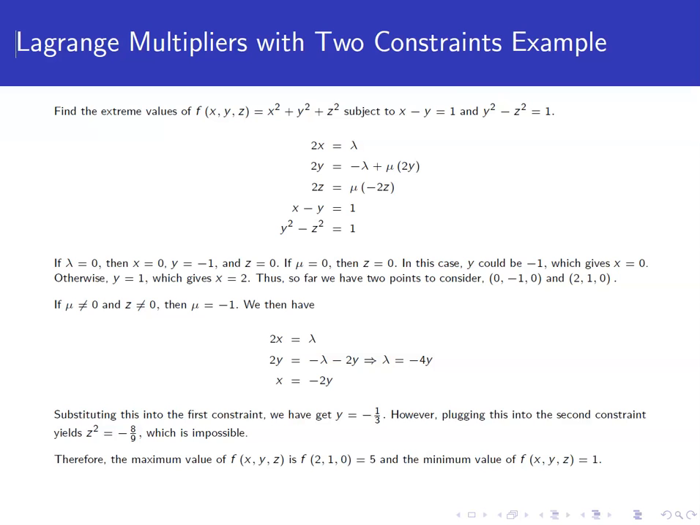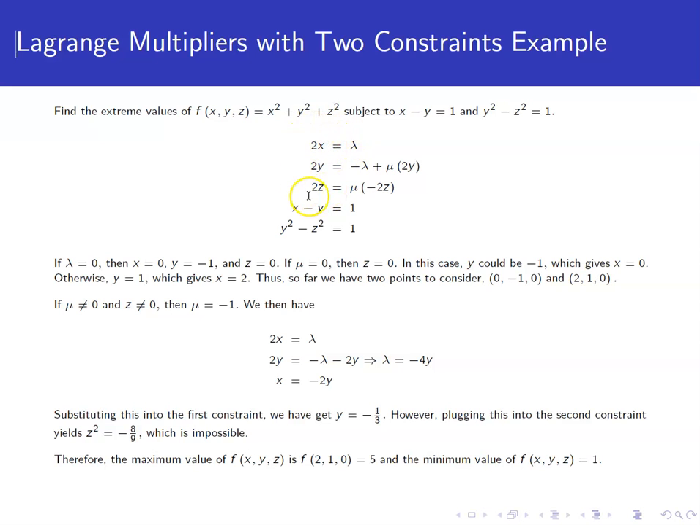In this video, we're going to do an example of Lagrange multipliers that involves two constraint equations. We're going to find the extreme values of the function f of x, y, z equals x squared plus y squared plus z squared, subject to the two constraints x minus y equals 1 and y squared minus z squared equals 1.